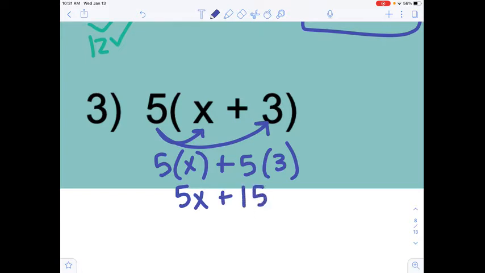These are not like terms. One has a variable and one does not. So there's our answer, 5x plus 15.